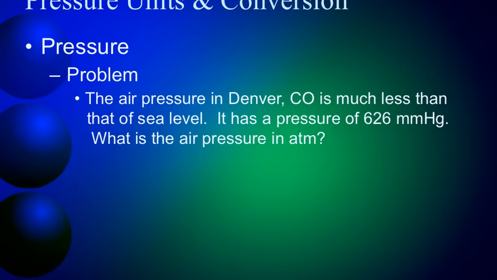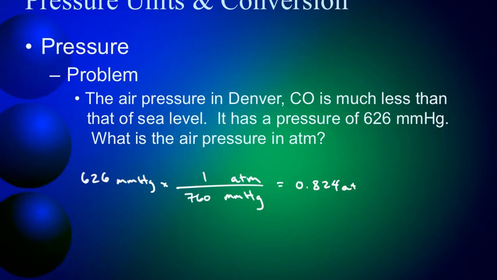All right, let's try this as a practice problem. The air pressure in Denver, Colorado is much less than that of sea level. It has a pressure of 626 millimeters of mercury. What is the pressure in atmospheres? So we're basically just going to do conversion factors like we did at the very beginning of the year. 626 millimeters of mercury. And our conversion factor here, well, we're going to get rid of millimeters of mercury, so it will go on the bottom. And the unit we're looking for is atmospheres, so it goes on the top. If you look at the previous slide, that conversion was 1 atmosphere for every 760 millimeters of mercury. So essentially all we're doing here is 626 divided by 760, and we'll write this to 3 significant figures because of this number.